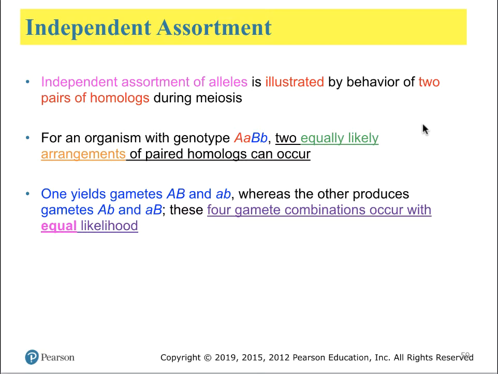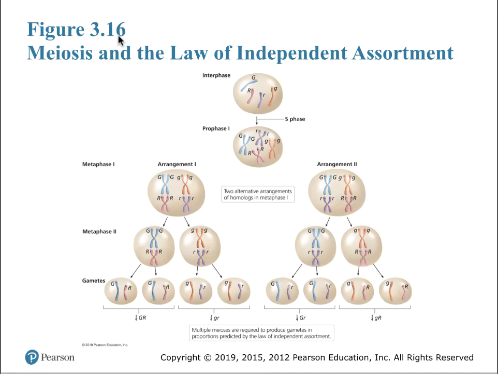For instance, we could have chromosome number 1 and chromosome number 2 in humans. So the way these chromosomes line up during metaphase I is very important. In metaphase I, they could line up in either orientation with respect to each other. So you have the father's chromosome 1, it could line up on the same side as the father's chromosome 2. Or it could line up on the opposite side of father's chromosome 2, such that the mother's and father's chromosome 1 and 2 are on the same side. Figure 3.16 helps us understand this.